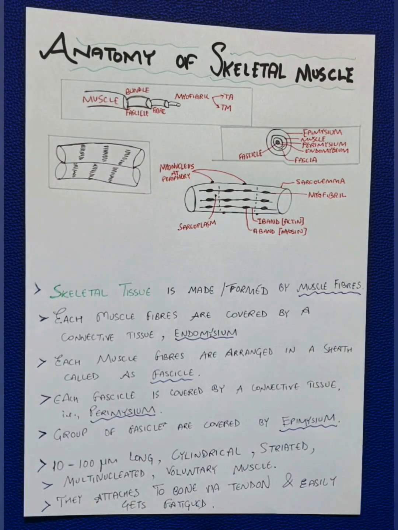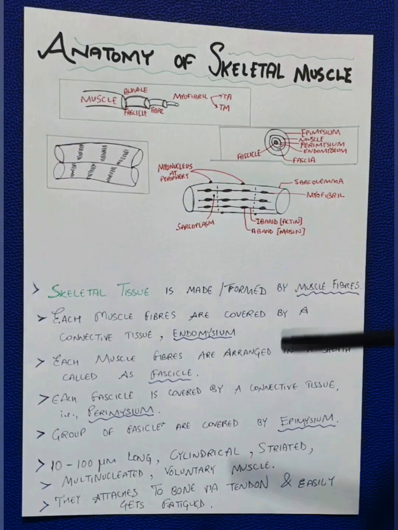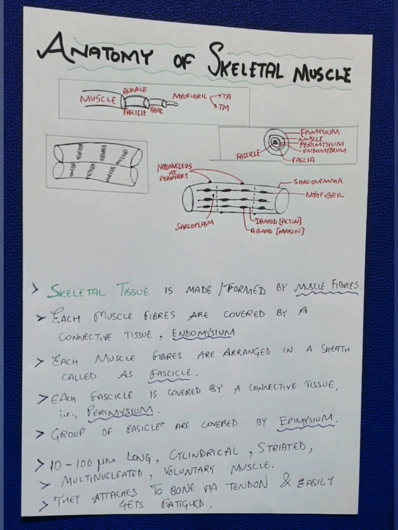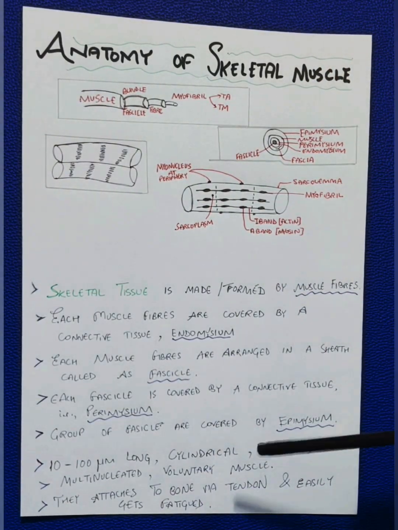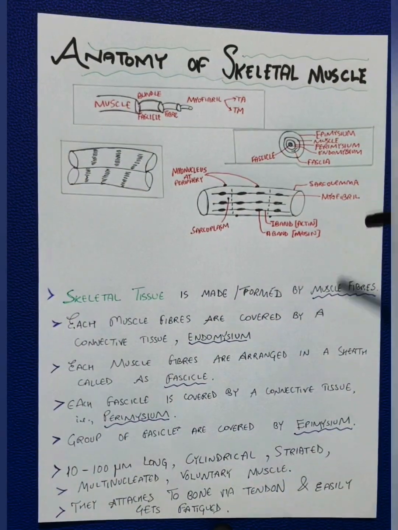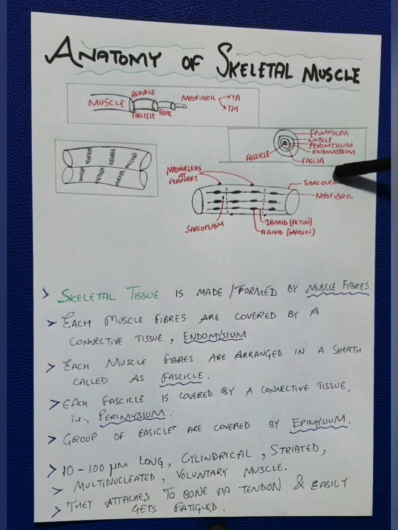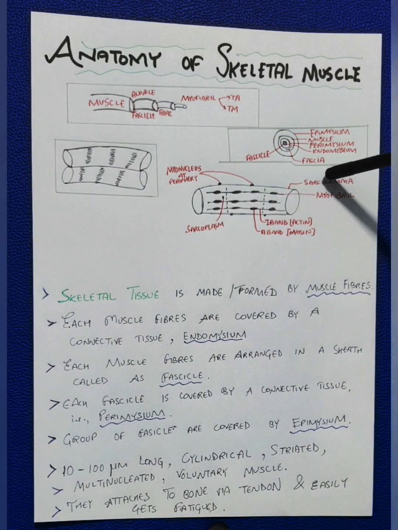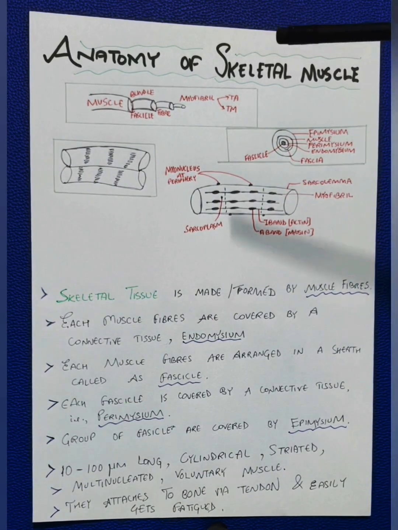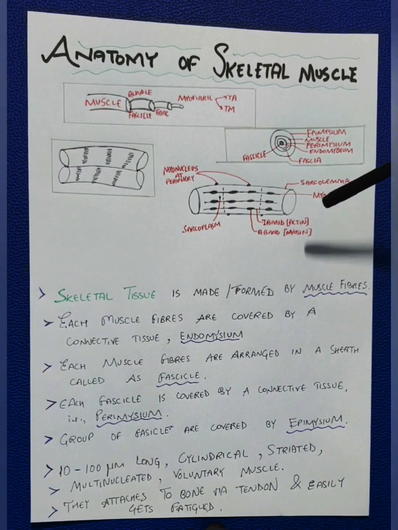The skeletal muscles are 10 to 100 micrometers long, cylindrical, striated, multinucleated and voluntary muscles. They attach to the bone via tendon and easily get fatigued. Muscle fibers are covered by a cell membrane called the sarcolemma. These fuse at each end and form the tendon. And the sarcolemma contains sarcoplasmic fluid.